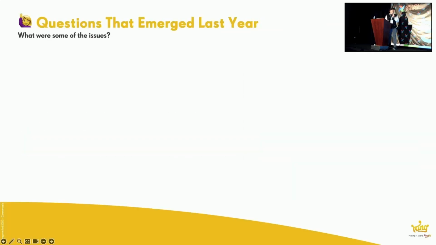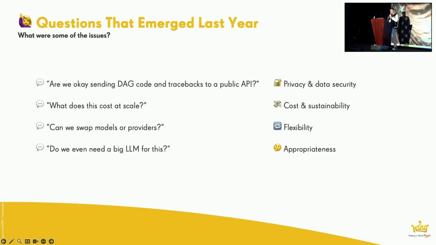Some of the questions that emerged from this last year were things like: are we okay sending potentially DAG code and tracebacks, leaving our infrastructure, to public APIs? What does this really cost at scale? How do we swap in different models or providers? And I suppose most interestingly of all, do we even need a big GPT-powered model to answer these problems? Are we just using a bazooka to kill a bug here, really? It was this last question that stuck with us, and this is what the rest of this talk is about.